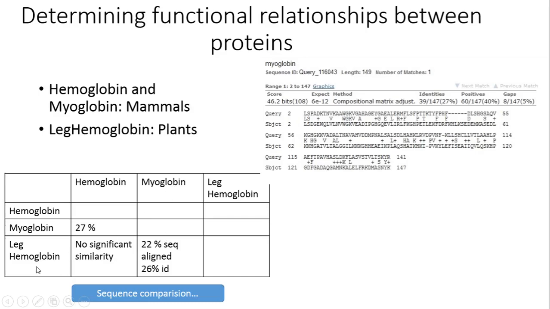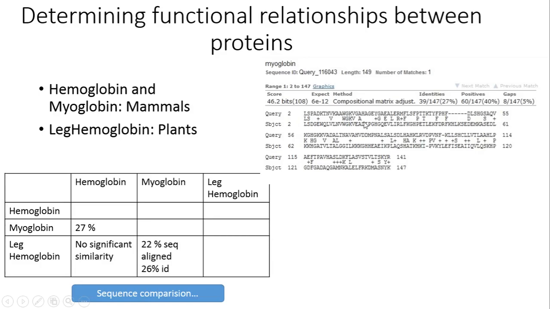Okay, the first case is that it did not align the entire two sequences. The pairwise sequence alignment tool failed to align the end-to-end sequence of myoglobin and leghemoglobin, or in other words, global alignment of myoglobin and leghemoglobin was not possible. Only 22% of the two sequences were aligned, and in that 22%, only 26% of amino acid residues were found to be identical.